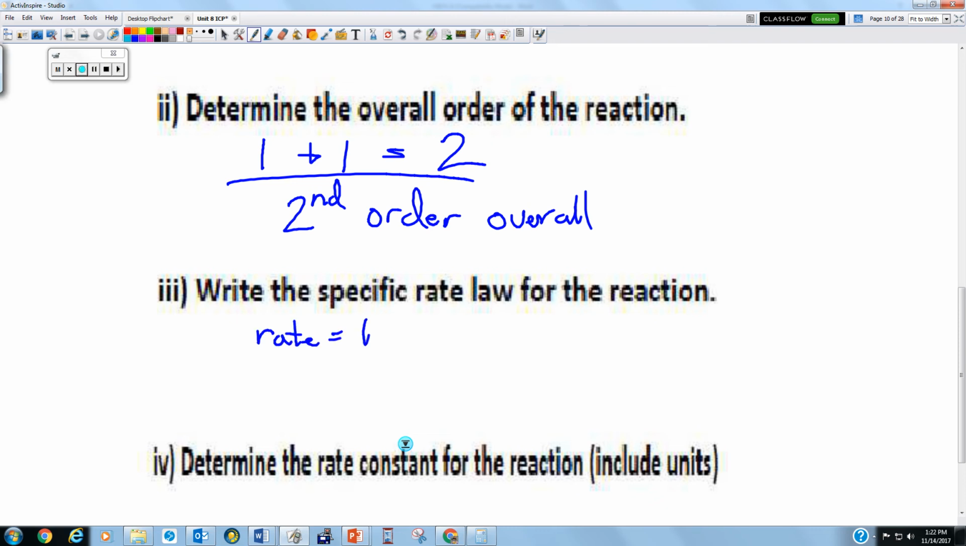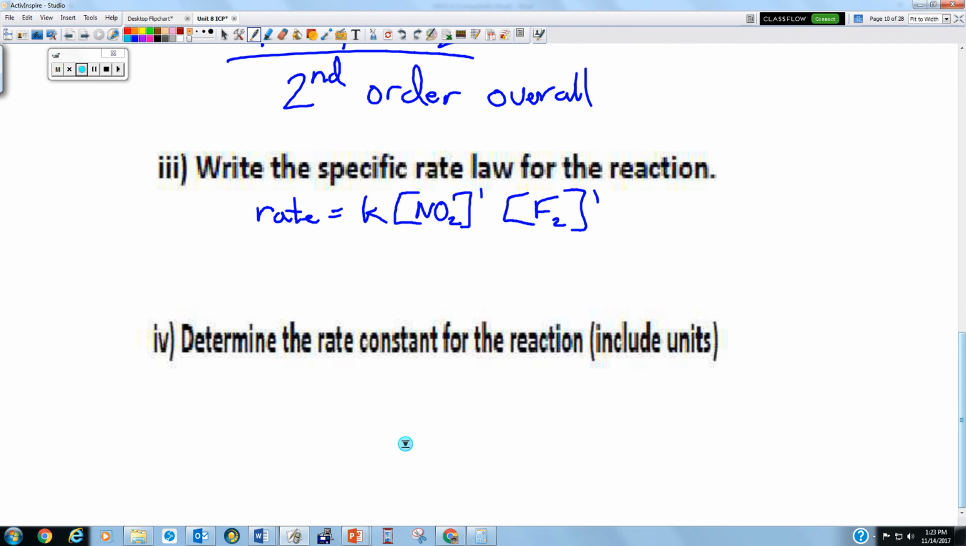Rate is equal to K times NO2 to the first order times F2 to the first order. Simple enough. Now comes the part where this is just the kind of culminating question.